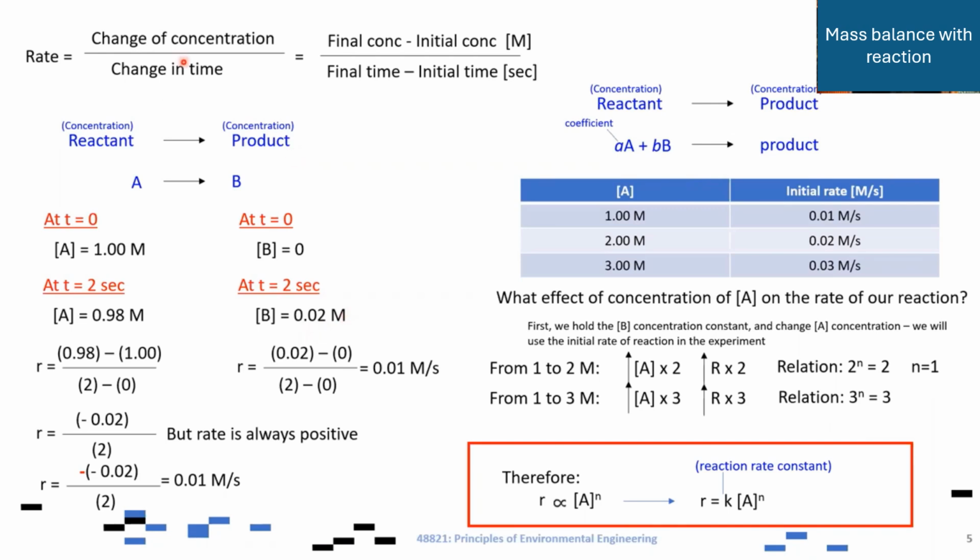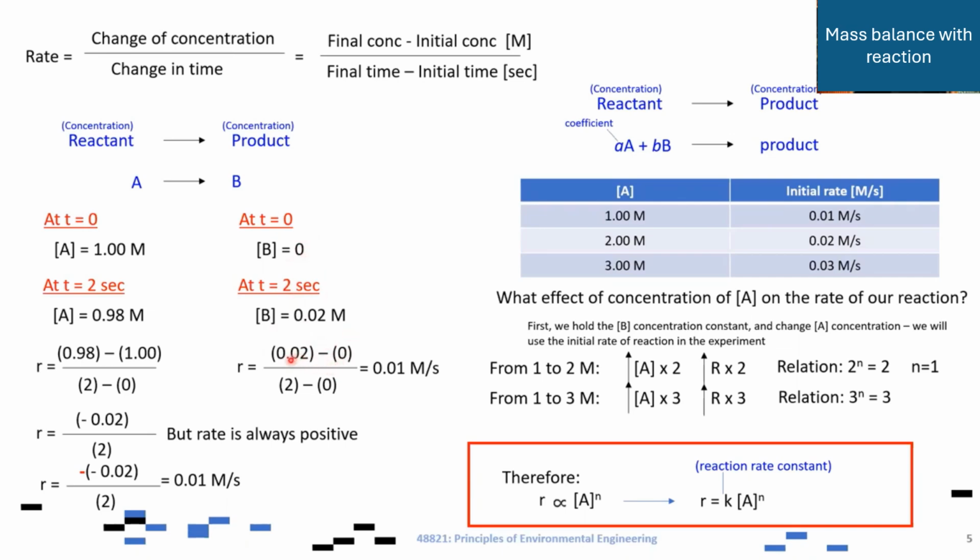Now, based on the rate of reaction equation, the change of concentration over the change in time, we can calculate the rate of reaction for the product first. The change of concentration is the final concentration minus the initial concentration, over the final time minus the initial time. So what is the final concentration? For the product at time equals 2 seconds, the final concentration is 0.02 molar. We put it there, 0.02 molar, minus the initial concentration of 0.